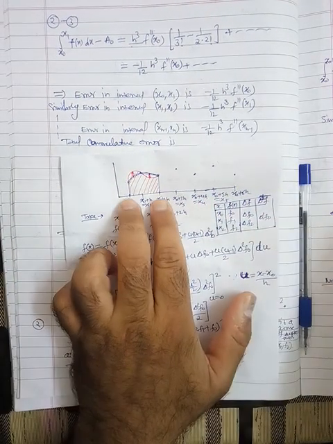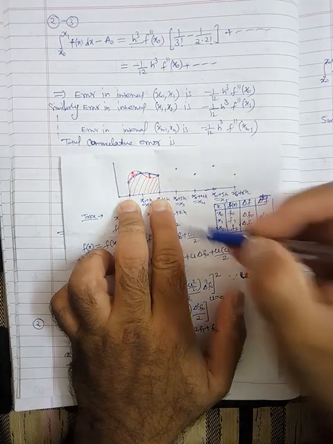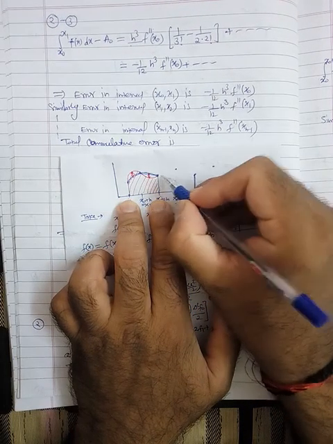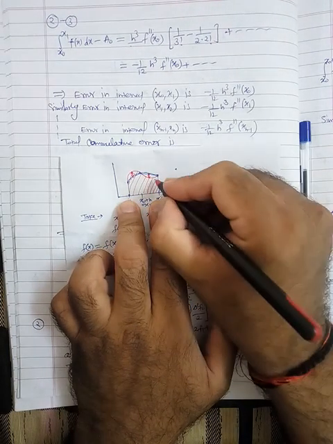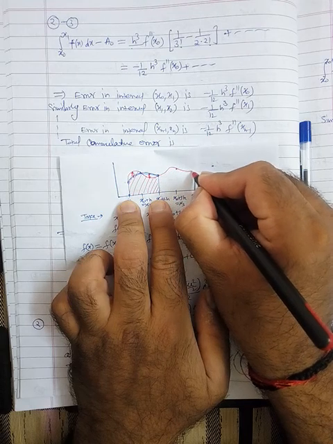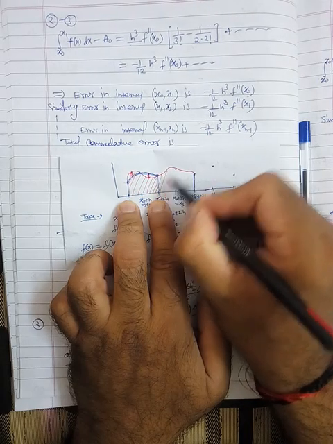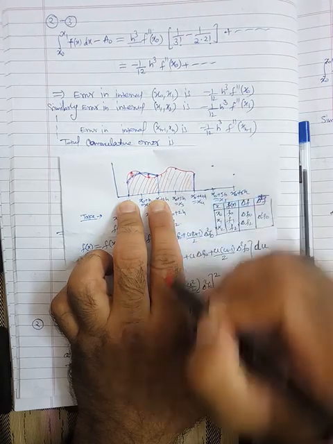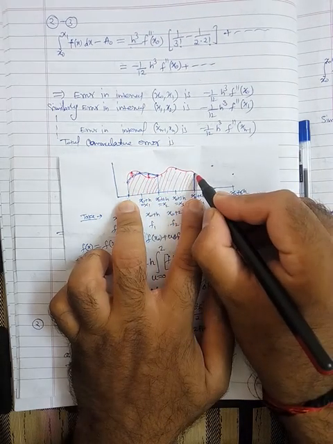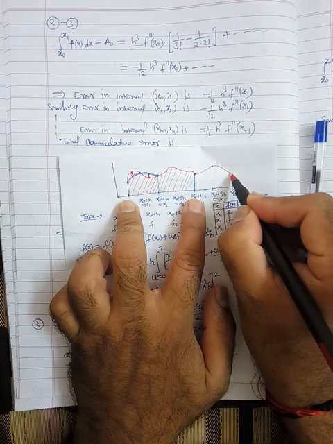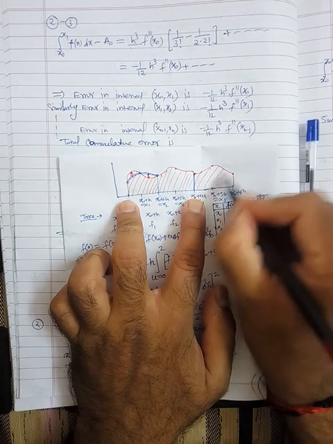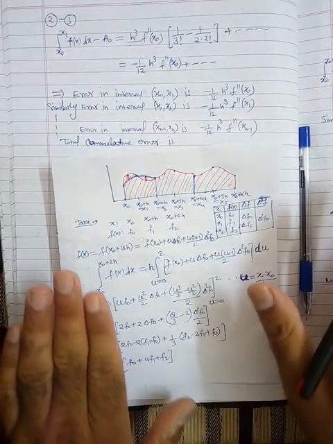Once we get the area in this part, we will again extend this up to x4 with the help of this. Then again find the area bounded by this curve, and so on. And finally we will join all these and get the solution. This is the strategy.